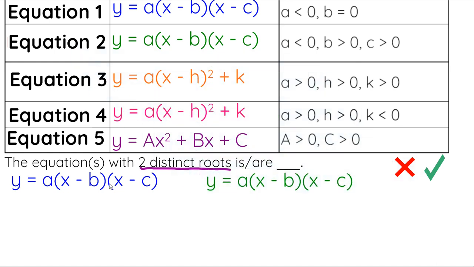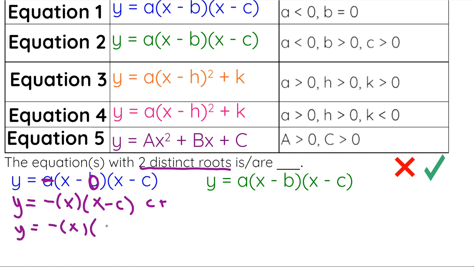For my first equation, I know that A is less than 0 and B is equal to 0, but I don't know about C. So I could have two possible equations. I'm going to have negative x. Now, if C was positive, I would have x minus C. But if C was negative, I would have x take away a negative, which is positive. This would be C negative.